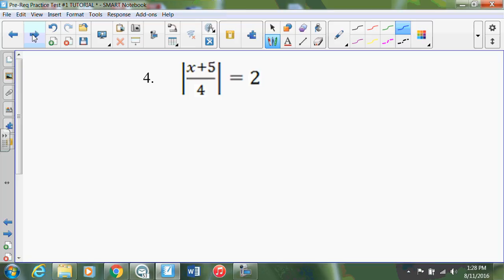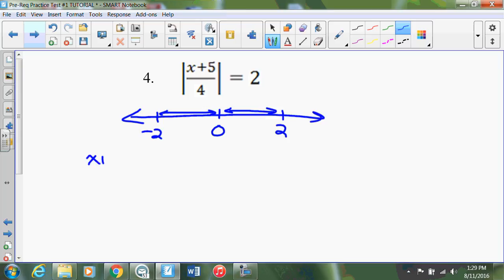Here we've got an absolute value, and I reminded you guys in class that an absolute value means, in this case, that this value right here is 2 away from 0. So that means the value of x plus 5 divided by 4 could either be equal to 2, because that's 2 away from 0, or it also could be equal to negative 2, because negative 2 is also 2 away from 0. And so we're going to set up 2 different equations. Either x plus 5 over 4 is equal to positive 2, or x plus 5 over 4 is equal to negative 2.